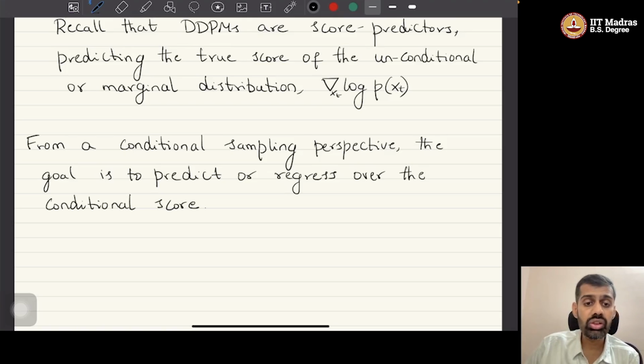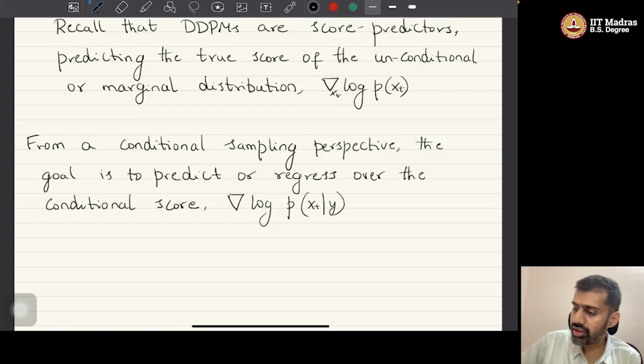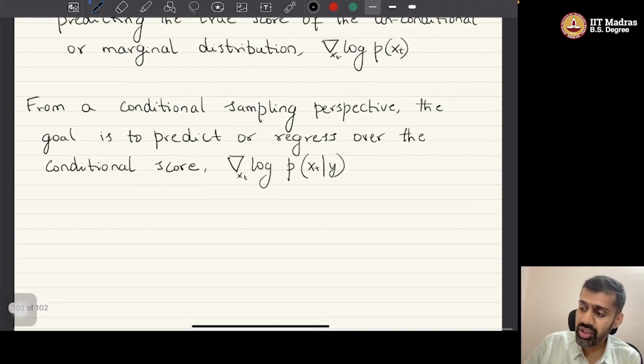We just have to ensure that the prediction, or the neural network that we are building, has to sample from the conditional score given by the gradient of log of P of xt given y. So at every noise step xt, we need to sample from the conditional score. Or rather, we have to estimate or predict the conditional score. So now how do we do this?